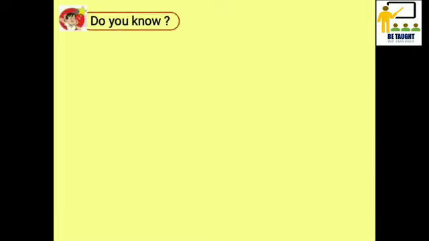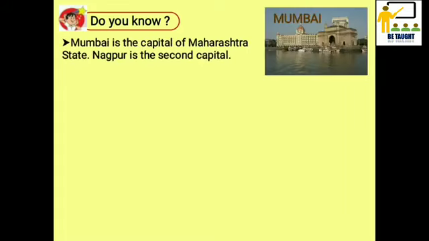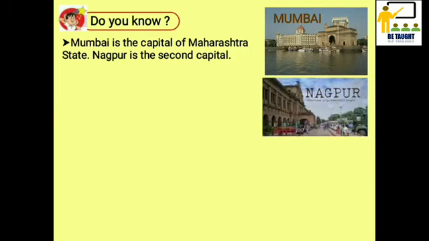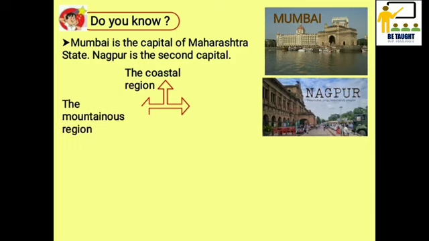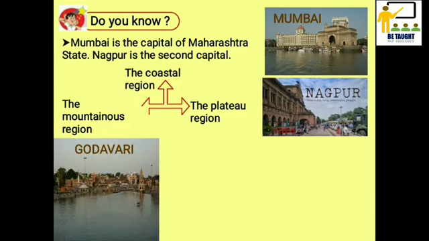Do you know, children? Now the important information of our state of Maharashtra. Mumbai is the capital of Maharashtra state. Nagpur is the second capital. According to its physical features, Maharashtra is divided into three regions: the coastal region, the mountainous region, and the plateau region. The Godavari River is the longest river in Maharashtra.